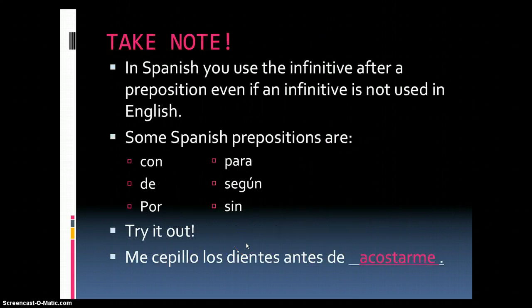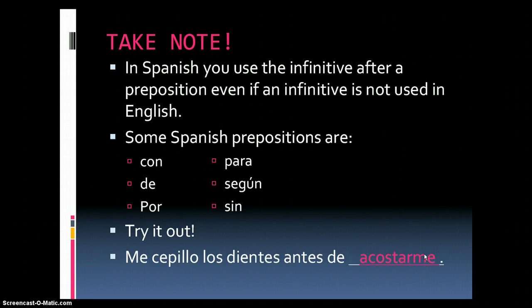In Spanish, you use the infinitive after a preposition, even if an infinitive is not used in English. Here are some prepositions, like antes de. That's a big one that you use all the time. Para is a preposition. So when you see stuff like that, you want to make sure that you leave it in the infinitive form. You're going to leave the verb as it is with the se at the end, but you're just going to change that se to whatever pronoun is used there.